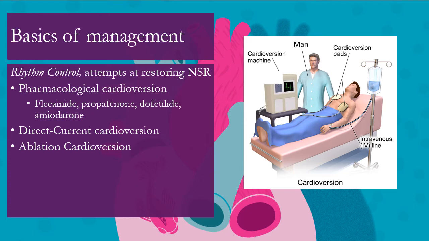Okay, so there's two different types of ways to do this. Is pharmacological, and depending on where you guys are right now in your cardiology pharmacology, you've probably talked about these medications. So flecainide, propafenone, dofetilide, and amiodarone. Amiodarone is probably the real big common popular one for basic atrial fibrillation.